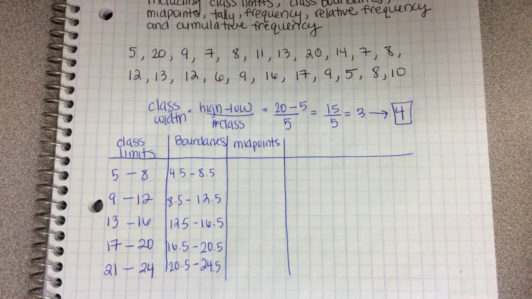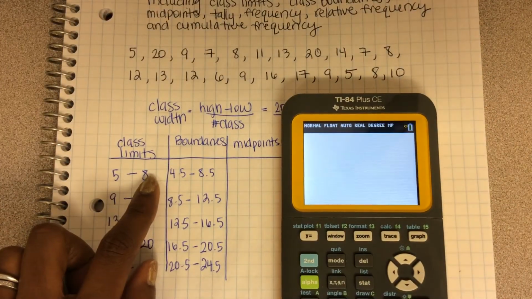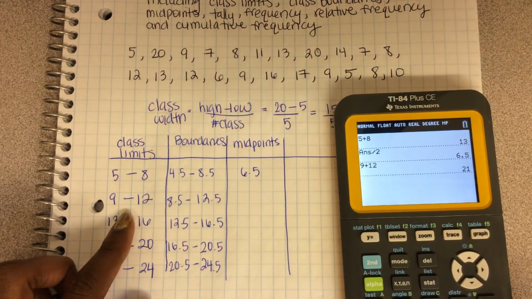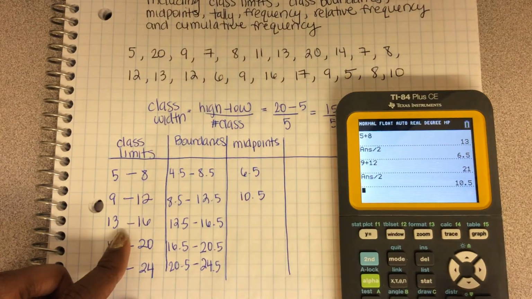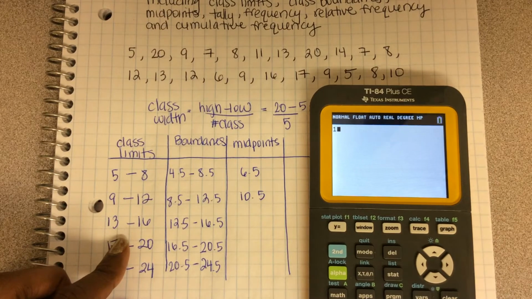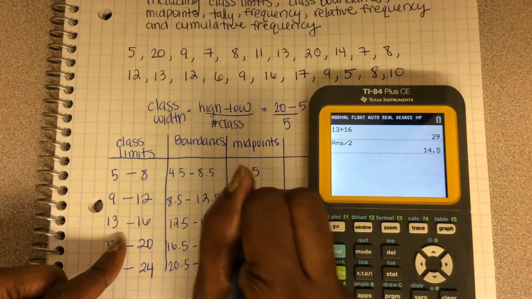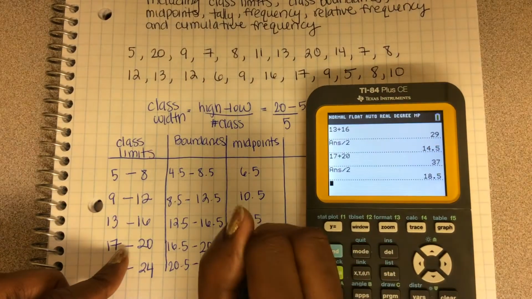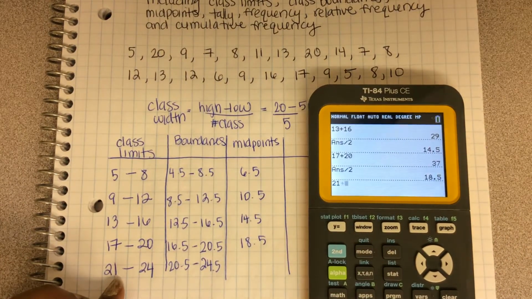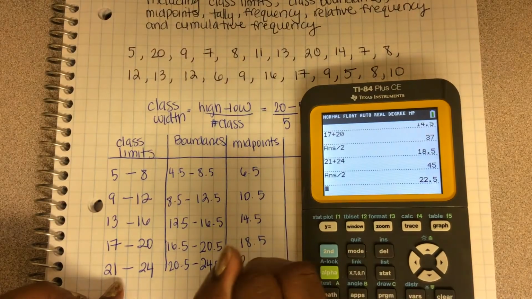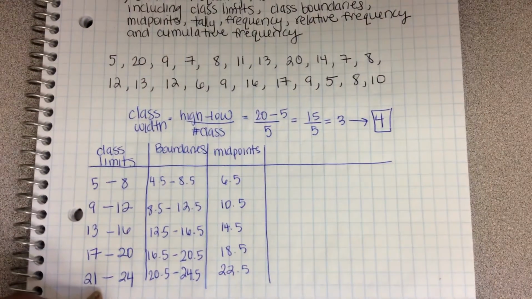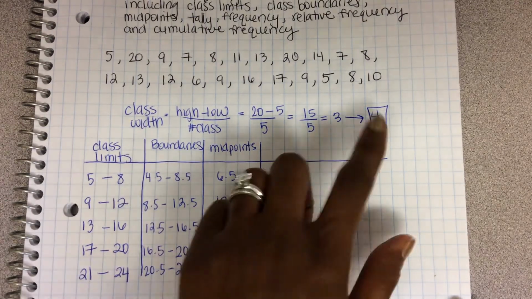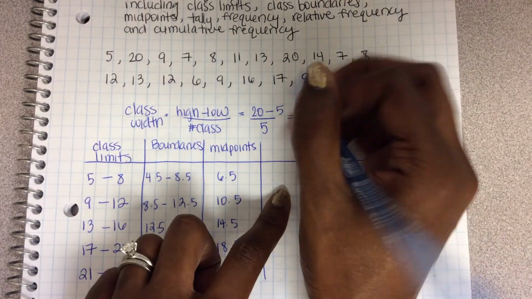Those do not change at all. So for my first midpoint, 5 plus 8 divided by 2, 6.5. 9 plus 12 divided by 2, 10.5. Let's do it here. 13 plus 16 divided by 2, 14.5. 17 plus 20 divided by 2, 18.5. And then 21 plus 24 divided by 2, 22.5. So now that I have my class limits using my new method, using my new class width, now I can do my tally.